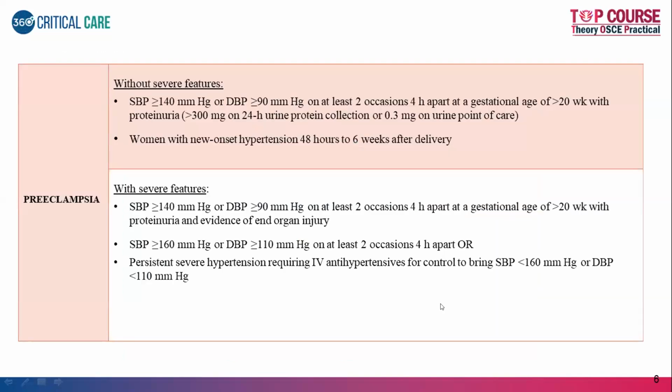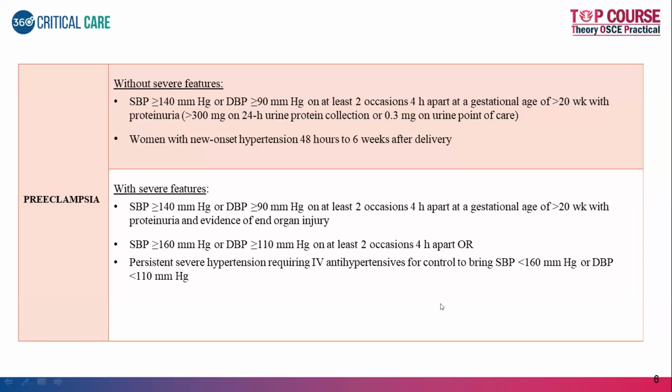So preeclampsia and eclampsia. So this preeclampsia can be further divided into without severe symptoms and with severe symptoms. So without severe symptoms: systolic BP and diastolic BP measured on at least two occasions, 4 hours apart, gestational age of more than 20 weeks, with proteinuria. So how much should be the proteinuria? Very, very important. More than 300 mg on 24-hour urine protein collection, or if you are doing the dipstick, 0.3 mg or 2 plus dipstick.